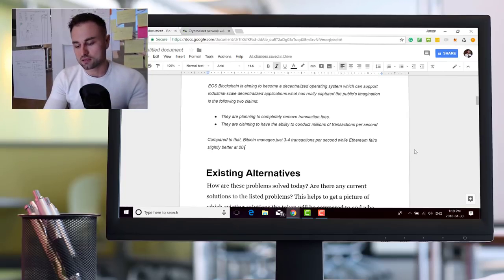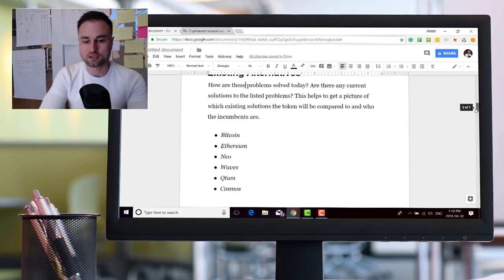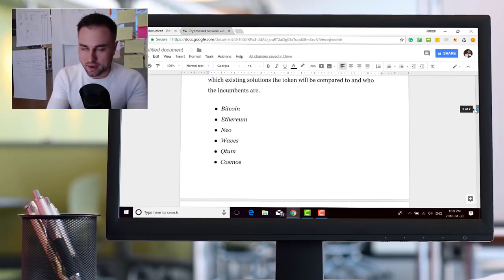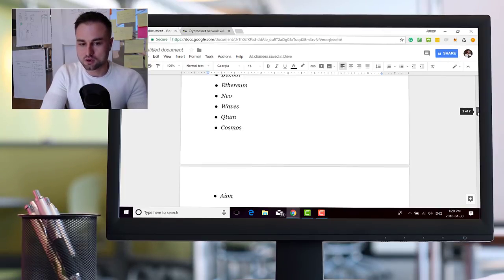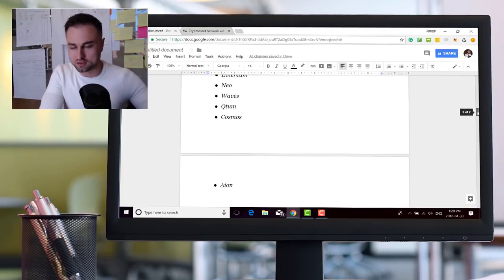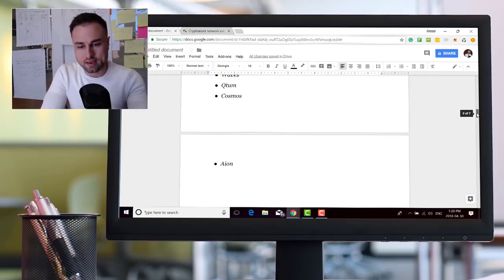Okay, next, you go down the lean canvas model. The next one is: is there any competition? Well, there's a bunch of them, just off the top of my head. You've got Bitcoin, Ethereum, Neo, Waves, Qtum, Cosmos, and in the future Polkadot, et cetera. There are many of these new platforms or side chains coming out to compete in the space of scalability. So EOS is not the only one doing this. There are many other ones.